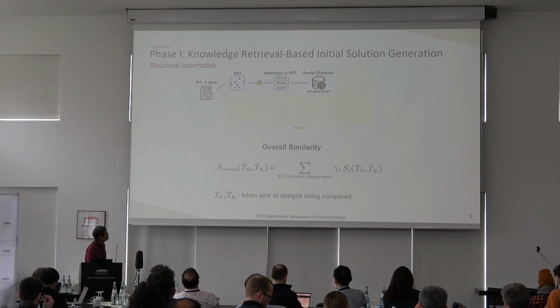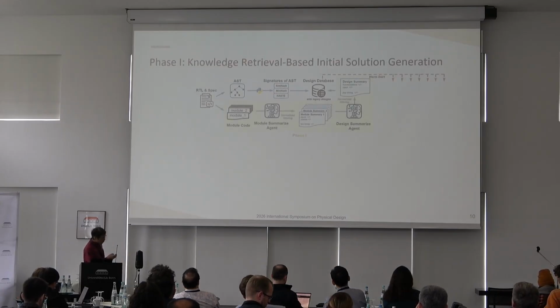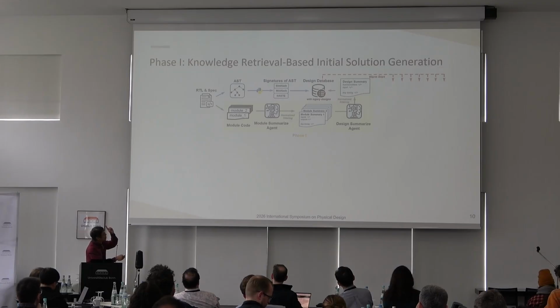Okay. So based on these two steps, first we use a large language model to get top K candidates, and then we use the AST signature to get the closest design. We use that as the initial solution for the parameters for all the stages.